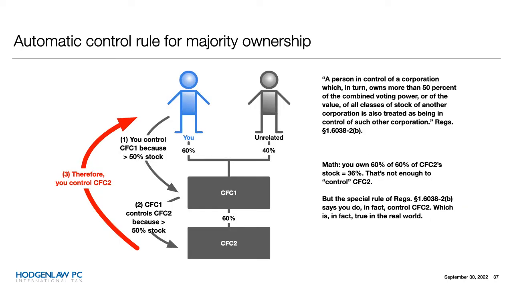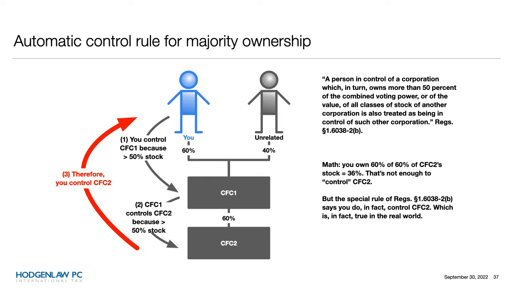And here it is in a beautiful little picture. You are blue stick figure as usual. You own more than 50% of parent company, CFC1, so you control CFC1. CFC1, the parent company, owns 60% of CFC2, the subsidiary. Again, CFC1 controls CFC2 because CFC1 owns more than 50% of CFC2, and therefore you are deemed to control CFC2, and you are a Category 4 filer for CFC2.